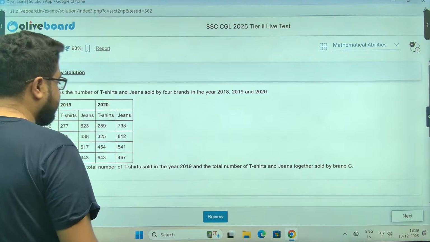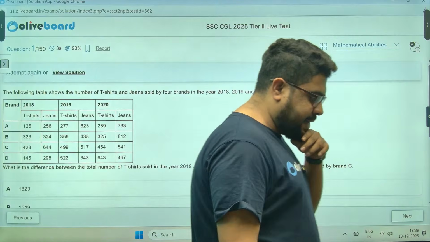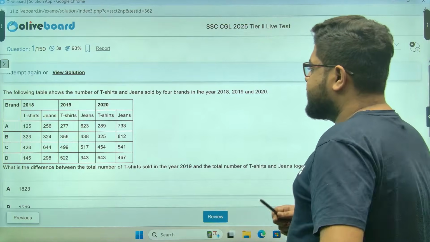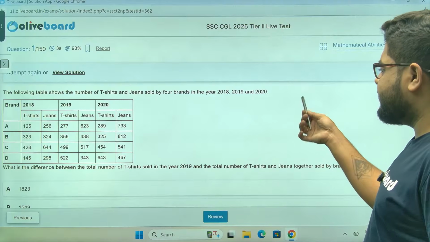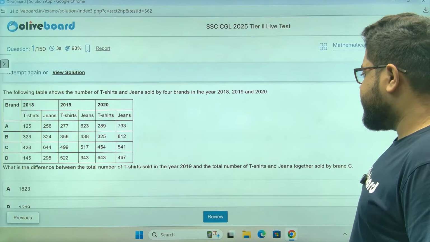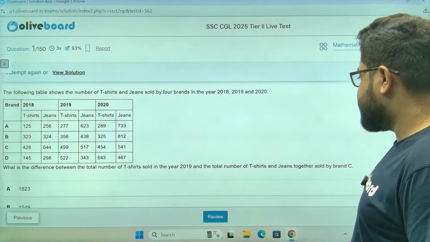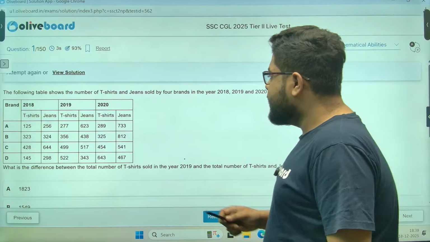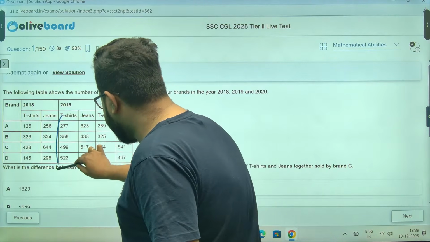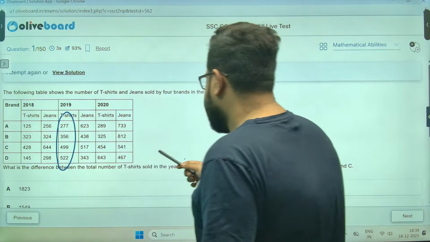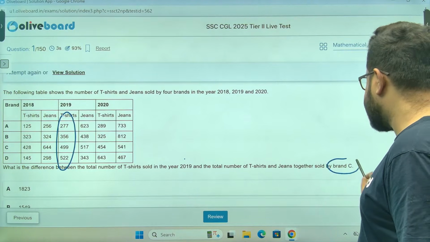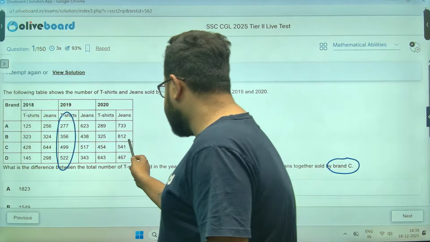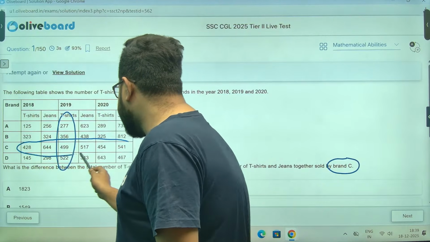So this is the first question, and let's start with the mock. What is the difference? A DI question, a very simple table. The difference between the total number of t-shirts sold in 2019, meaning this column, and the total number of t-shirts and jeans by brand C. They're asking for the difference between these.